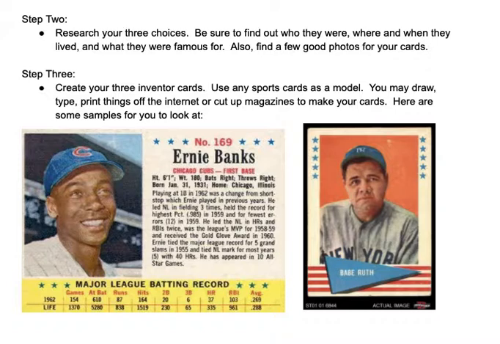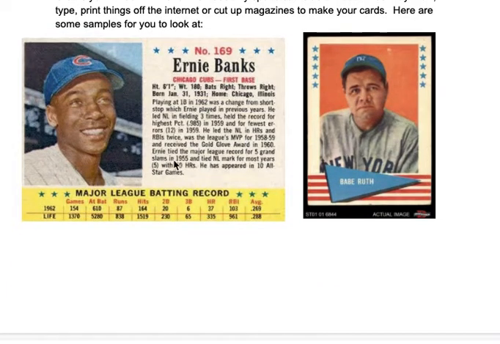Now the creative part. Once you have that information, go ahead and build your inventor cards. Now, you can do this on the computer. You could do this by hand. You could do it on a poster board. You could do it on Keynote or PowerPoint. It really doesn't matter. So what we want the kids to do is just have a photograph and the information that they found out. So a picture and data. Here's Ernie Banks, Mr. Cub, and Babe Ruth.